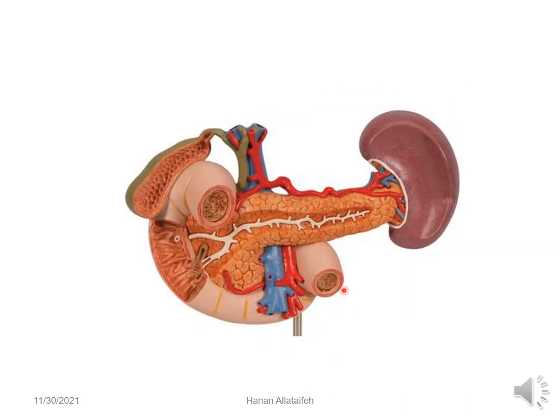And this is a repetition actually. You can see here the relationship of the head of the pancreas to the duodenum.